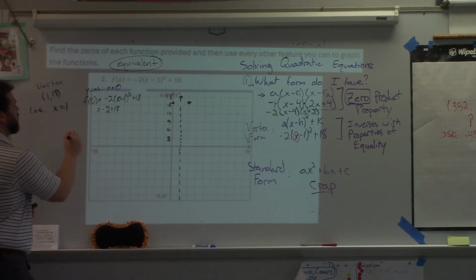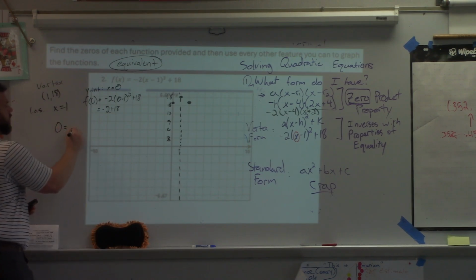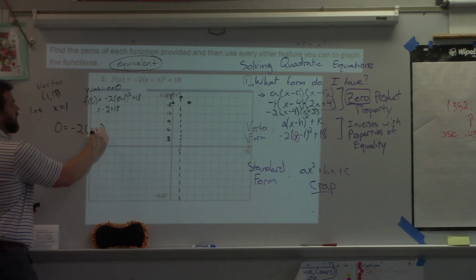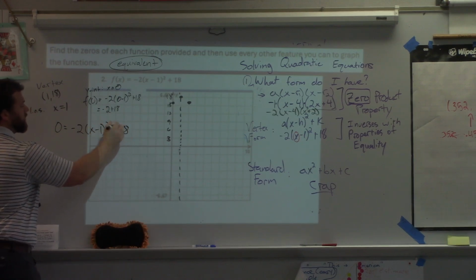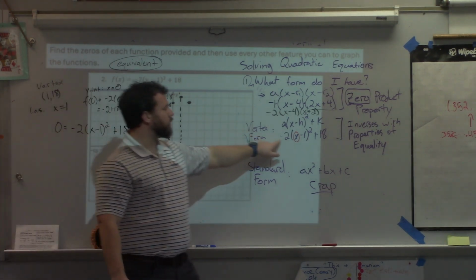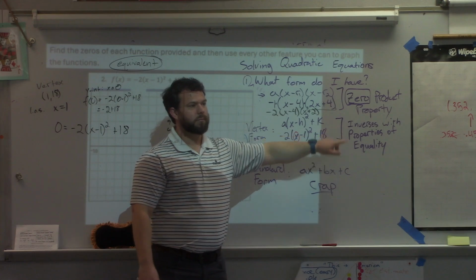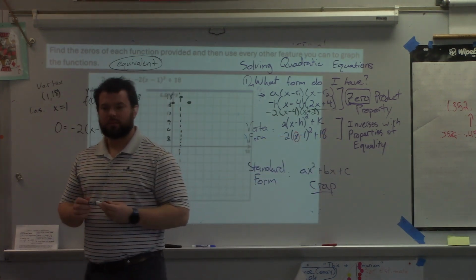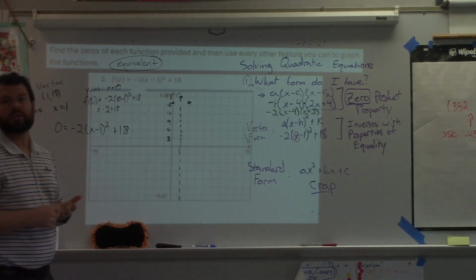So we're taking this equation and setting it equal to 0 because we're looking for x-intercepts. But to find those x-intercepts, what strategy did we identify earlier when we had vertex form? Inverses with properties of equality.